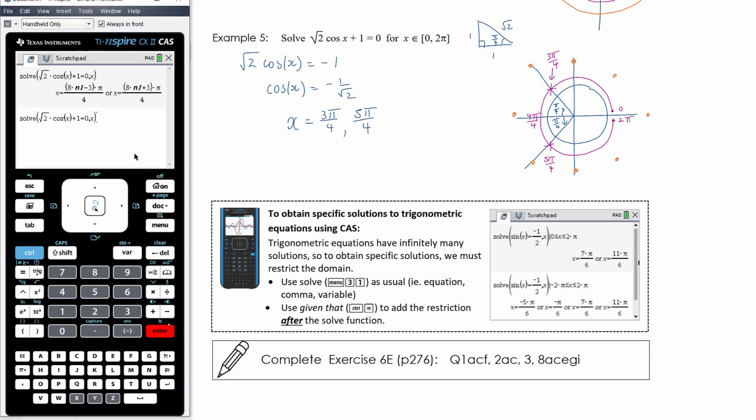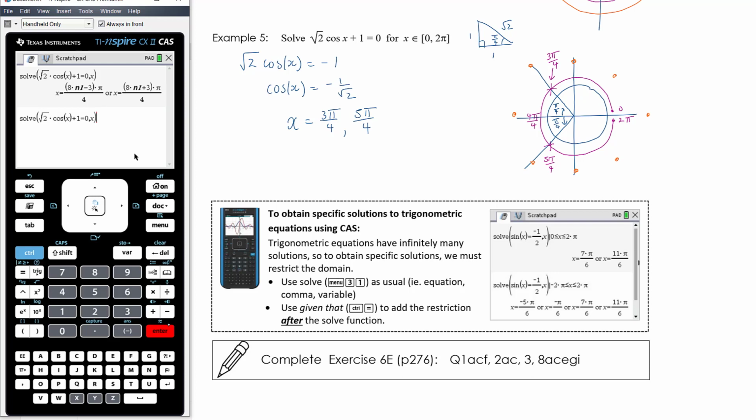So I need to give it the domain, and I do this using the given that symbol. And what's really important, the one place that everybody goes wrong here, and I don't know why, is that you cannot change what goes inside the solve function. The solve function: solve, bracket, equation, comma, x, bracket. That doesn't change. If we want to add a restriction, that happens outside the solve function.